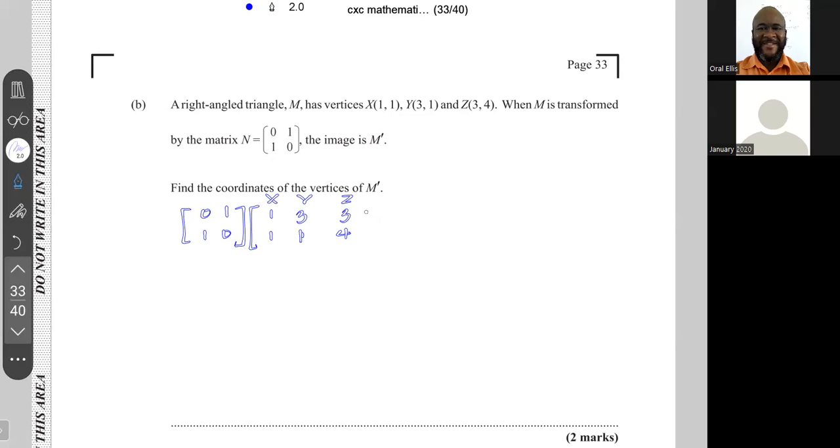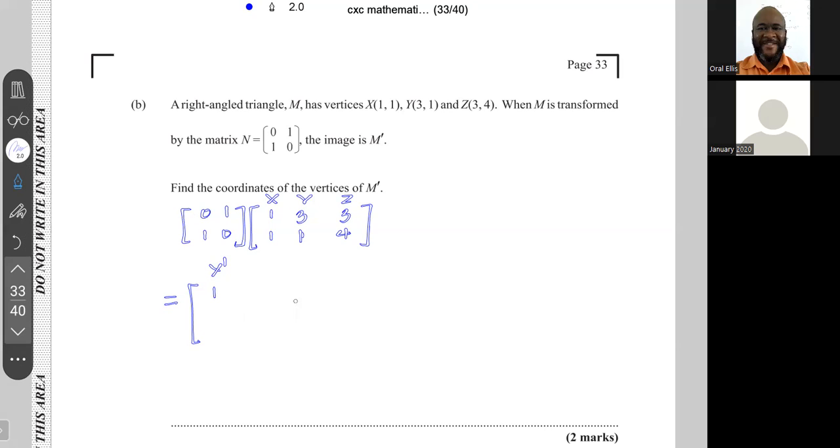You must take care to ensure that you can multiply the matrices, because you're going to put N either at the front or at the back. You put N at the front; at the back, it won't work. So let's multiply row by column. Top row by column x: 0 times 1 is 0, 1 times 1 is 1. So this is 1. We have x prime here.